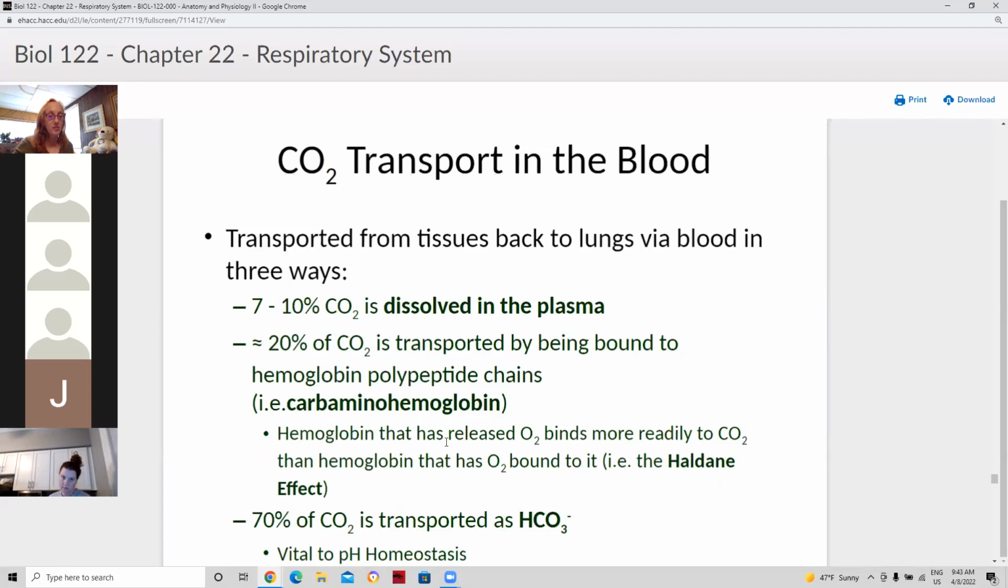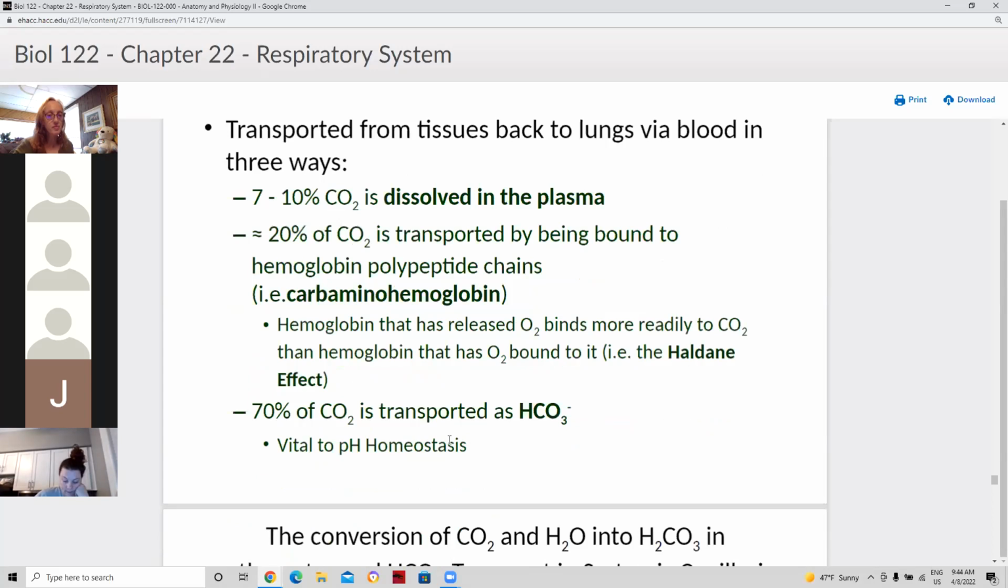Hemoglobin that has released the oxygen binds more readily to the carbon dioxide. This is the Haldane effect. So when carbon dioxide binds to hemoglobin, it reduces hemoglobin's affinity for oxygen, making it more likely to give up the oxygen. And 70%, so 10% dissolved in plasma, 20% bound to the hemoglobin, and 70% of it is transported as bicarbonate. What is bicarbonate?